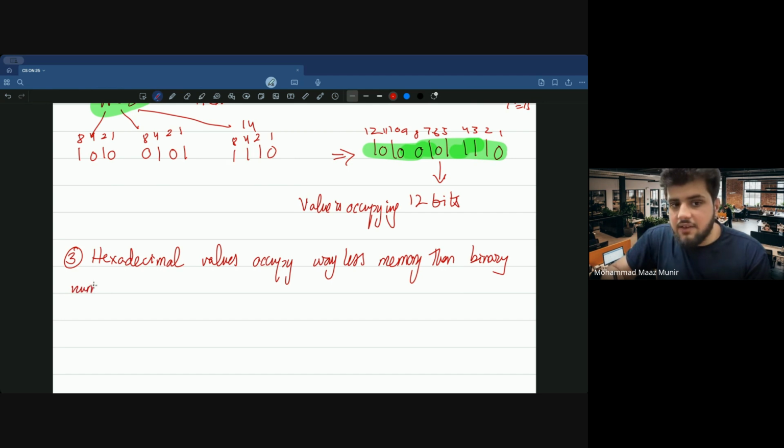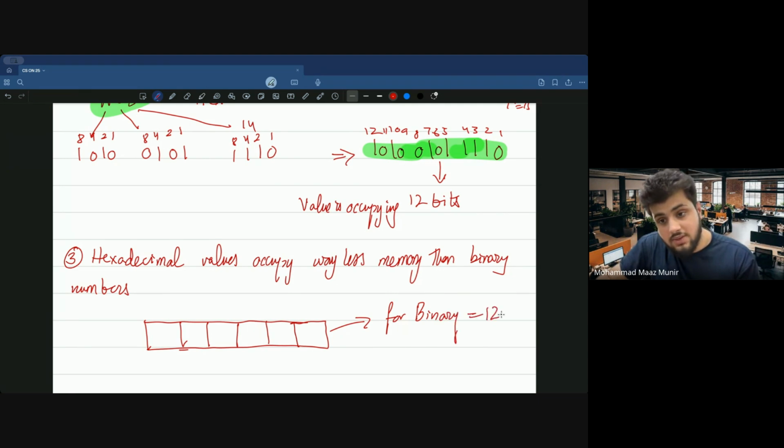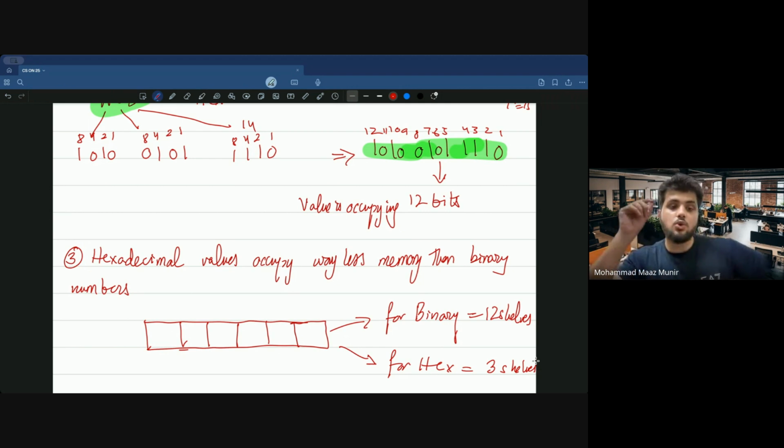Your memory is basically, if you remember, I gave you an example yesterday. Your memory is like a shelf, like a register. You have specific columns in it: 1, 2, 3, 4, 5. Now, if I want to keep the binary value in the memory, it will be occupying 12 of such shelves. For binary, it would have been 12 such shelves. But if I want to do it with hexadecimal, it is only going to be taking 3 shelves. So for your computer, if you're using hexadecimal values, you're occupying very little space.